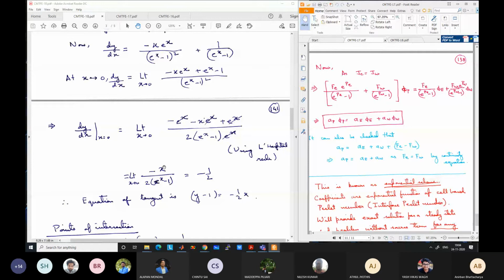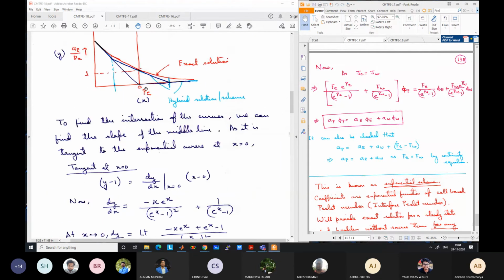So we are left with limit x tends to 0 of minus x by 2 (e to the power x minus 1). Okay. And if you take minus half common, the rest of the term, x by (e to the power x minus 1), as the limit x tends to 0 gives the value of 1. So this entire limit is actually minus half. So the slope of this line here is minus half.